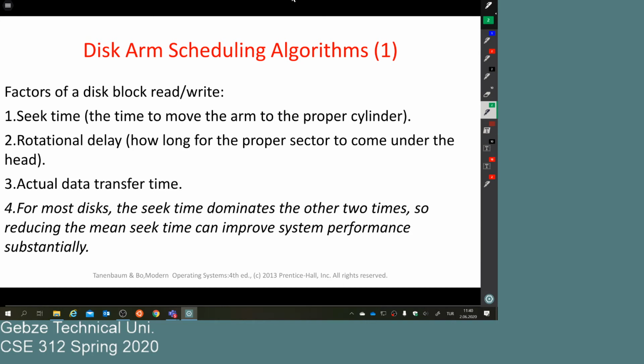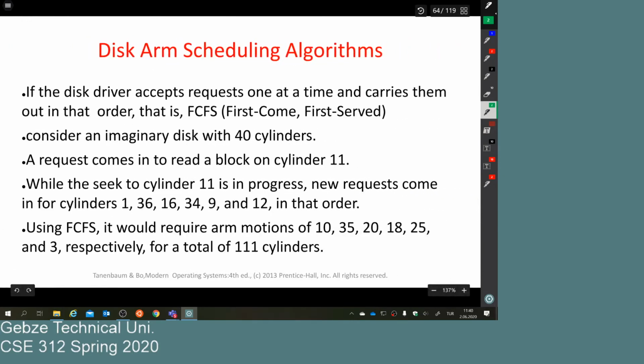So there are important things: seek time, to move your arm from one cylinder to another one, and rotational delay. You need to wait until your sector is ready under your head, and then the actual transfer time, which you cannot do anything about. It has to happen. Most of the time, as we said before, the seek time dominates the rest of the latencies. Seek time is the most important. We need to optimize it.